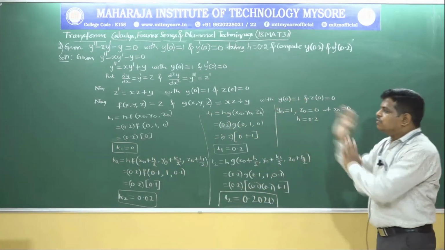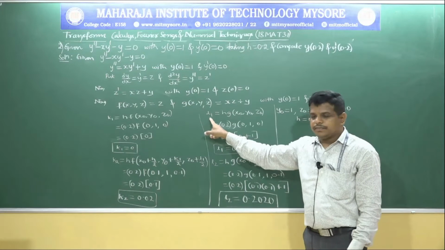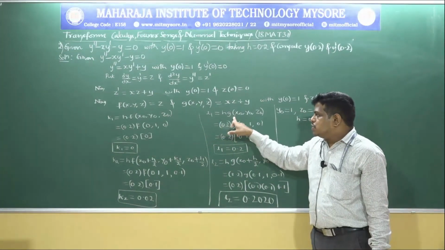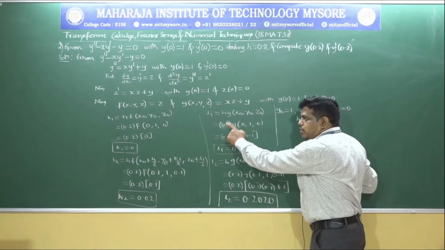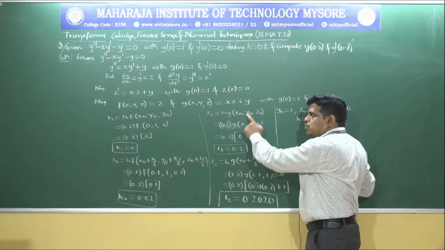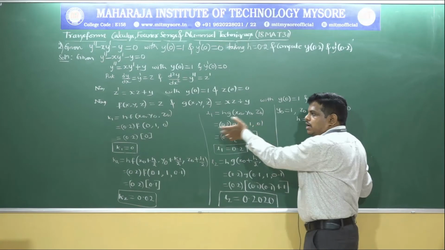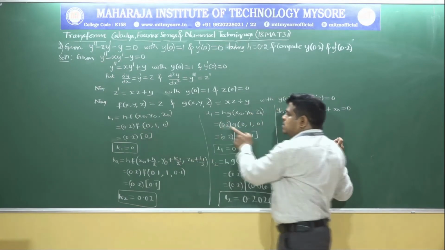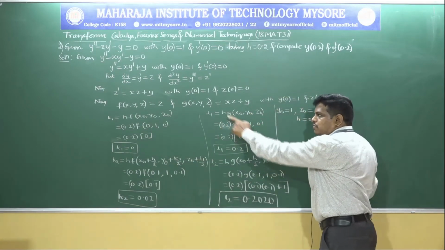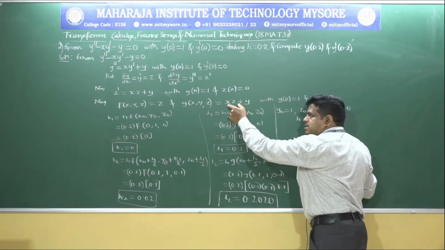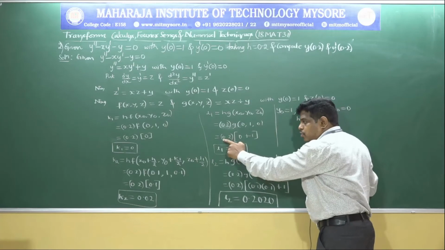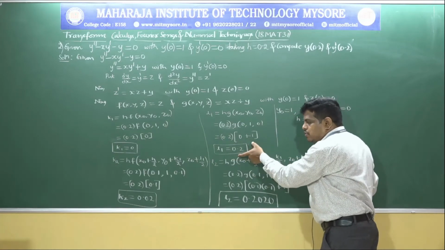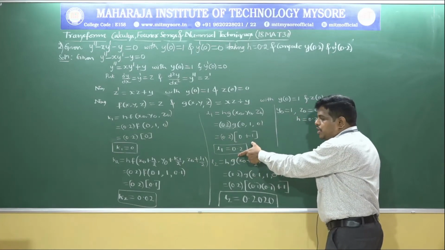Next, after finding k1, we shall find l1. L1 equals h into g of x naught, y naught, z naught. H is 0.2, g of x naught is 0, y naught is 1, z naught is 0. Again replacing same values here. Next, g of x comma y comma z is xz plus y. Here replacing the values of x, y and z, we end up with 0.2 into 0 plus 1. Therefore, we get L1 equals 0.2.